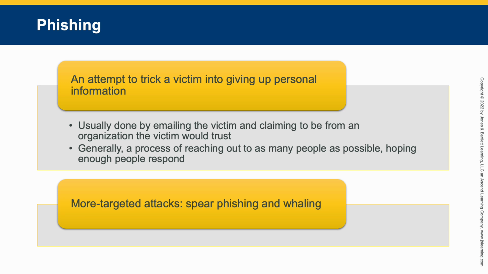Phishing is an attempt to trick a victim into giving up personal information, usually done by emailing the victim, as mentioned in the story I just shared with you, and claiming to be from an organization the victim would trust. Generally, it is a process of reaching out to as many people as possible, hoping enough people respond. More targeted attacks like spear phishing and whaling are also possible, and I would suggest you read about that. You can simply cut and paste or type spear phishing and whaling or phishing into Google and find in Google Scholar what people have published.